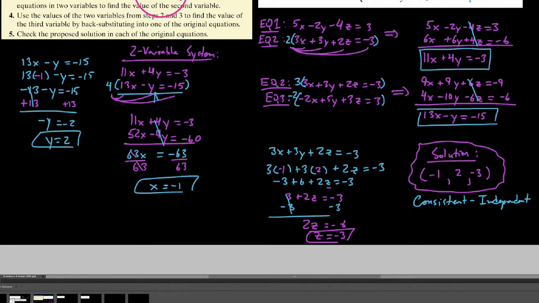So what I would like for you to try then is go ahead and do this checkpoint 2 here. Use the same methods, choose a variable to eliminate to begin with, and then use two pairs of equations to knock it down to a 2 by 2 system and go from there.